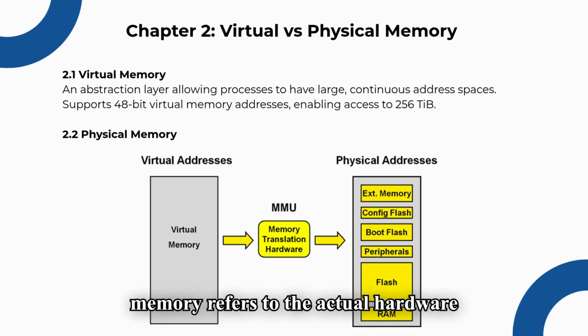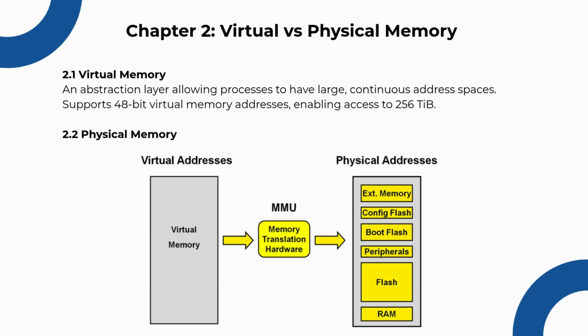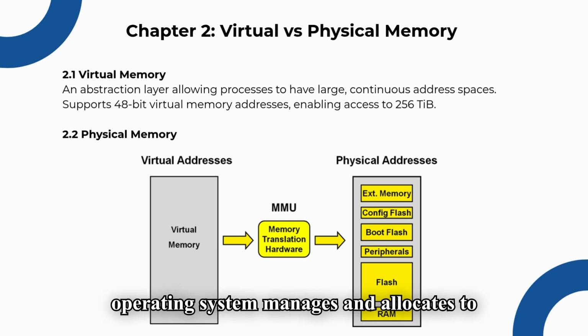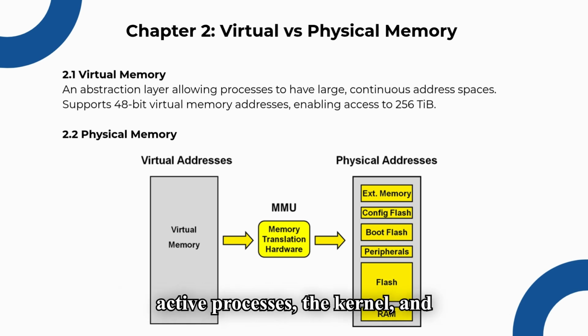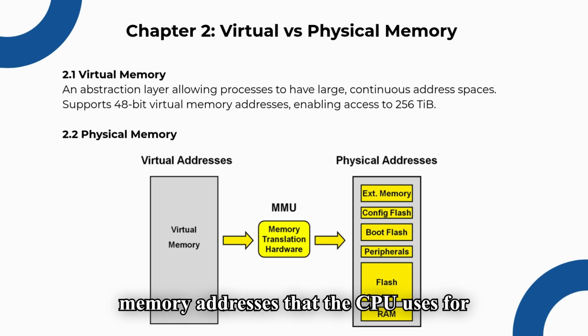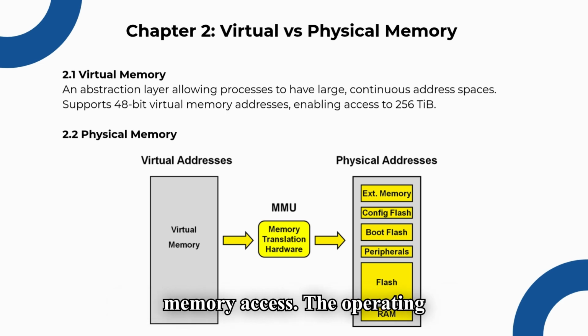Physical memory refers to the actual hardware, RAM, installed in the computer system. It is the finite pool of memory that the operating system manages and allocates to active processes, the kernel, and hardware devices. Physical memory is limited by hardware constraints, so it must be managed carefully to avoid excessive system loading and fragmentation. The paging system converts virtual memory addresses into memory addresses that the CPU uses for memory access.